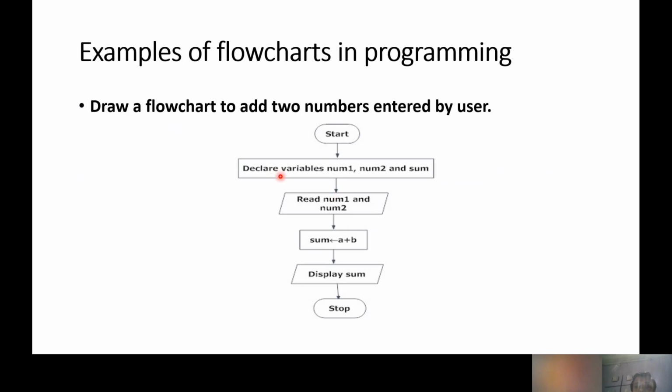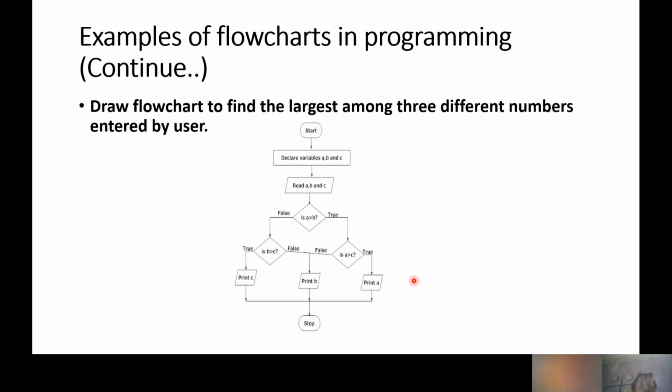So sum. We define three variables: declare variables number one, number two, and sum. Read number one and number two. Sum is equal to a plus b. This arrow operation is required for transferring the data. Display the sum and stop.